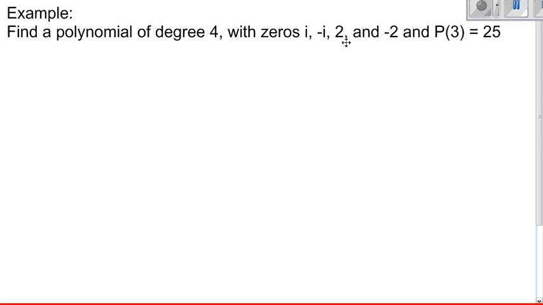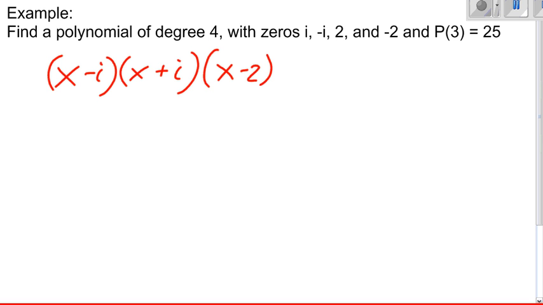To come up with a polynomial when you know the zeros, just write them as the factors. So if i is a 0, then x minus i is a factor. If negative i is a 0, then it would be x minus negative i, or x plus i. 2 is a 0, so x minus 2 is a factor. And negative 2 is a 0, so x minus negative, or plus 2, is a factor.